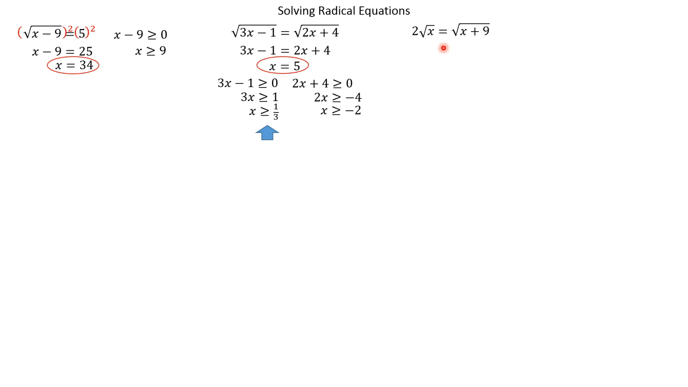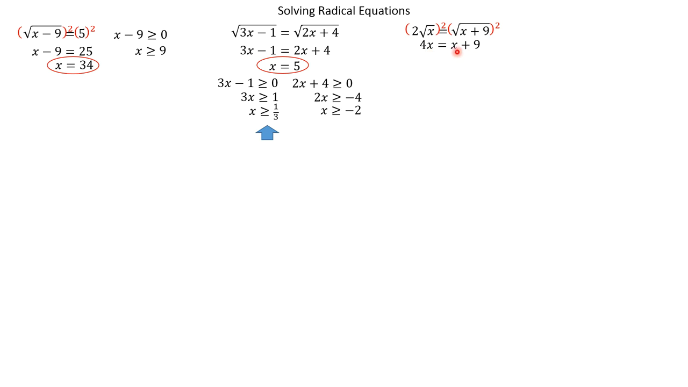Another problem, this one looks pretty much the same, but there is a small change. This 2 here is on the outside of the square root, which isn't a big problem, but it is one of the common mistakes that people make. We square both sides. See, I had it there. We square both sides, and people say, okay, 2x. No. The square root of x squared will give us x, but what is 2 squared? 2 squared is 4. So this 2 root x squared is 4x equals x plus 9.